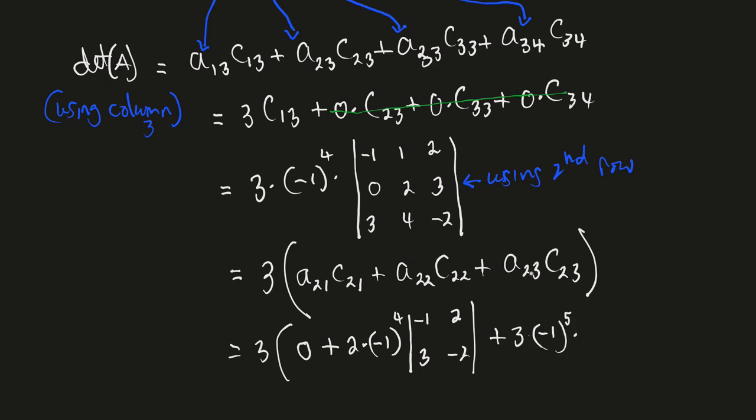Now block out the second row, third column, so blocking out the middle row and the last column leaves the entries negative 1, 1, 3, and 4. So I have negative 1, 1, 3, 4, and then I'll close my parentheses, right?